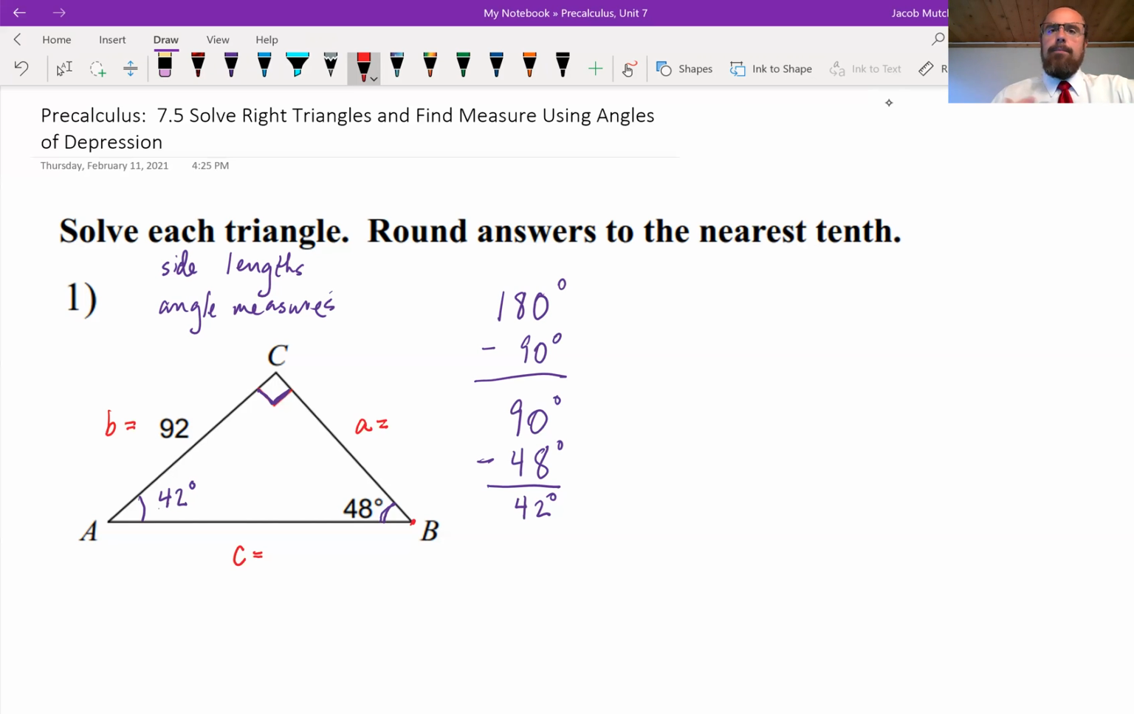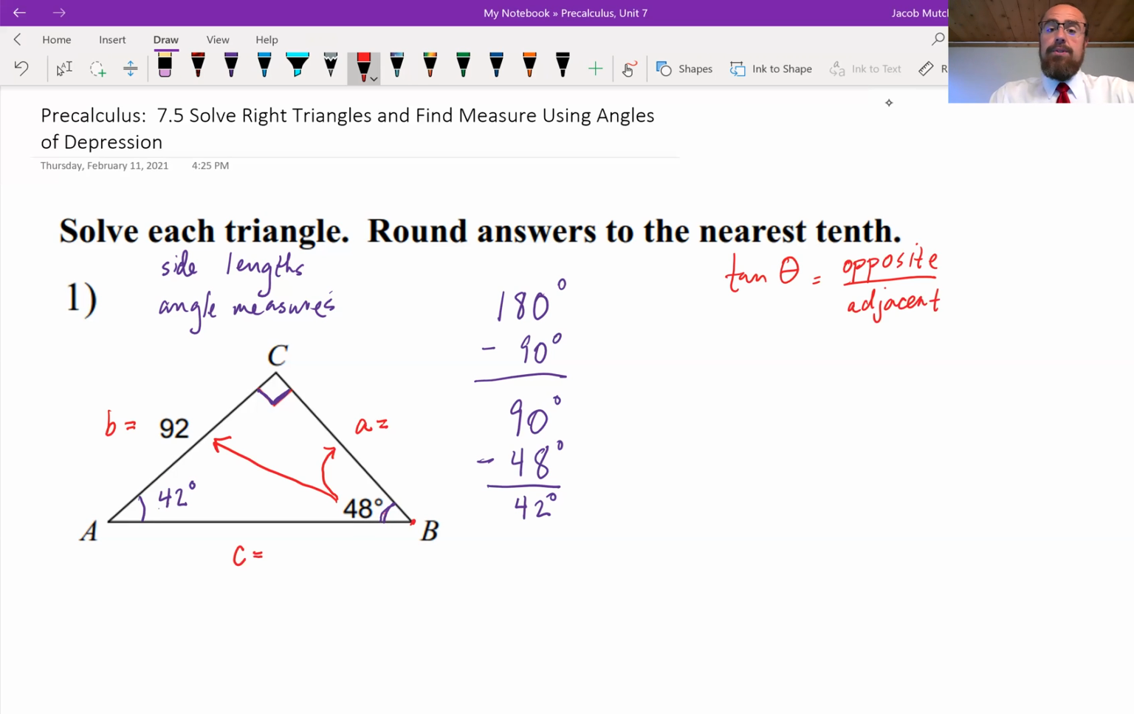So what I want to do is set up a trigonometric ratio. Let's try to solve for side length a first. So I'm starting from 48 degrees here at angle B. The piece that I know is opposite of 48 degrees. And the piece that I'm looking for currently, the length of side a, is going to be adjacent. And so when I think about which trigonometric identity would use these pieces, opposite over adjacent, that's going to be my tangent ratio. So tangent of theta is defined as opposite over adjacent.